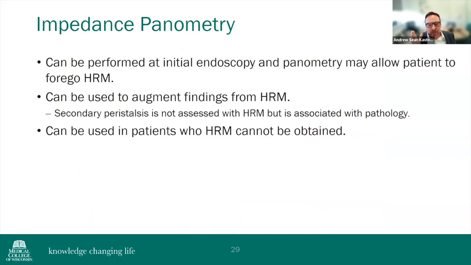So panometry, one of the ways to use this, it can be performed at initial endoscopy for dysphagia or other issues. And the panometry might allow you to forego high resolution. If it's a normal contraction pattern, that's pretty indicative that their high resolution manometry is going to be normal.